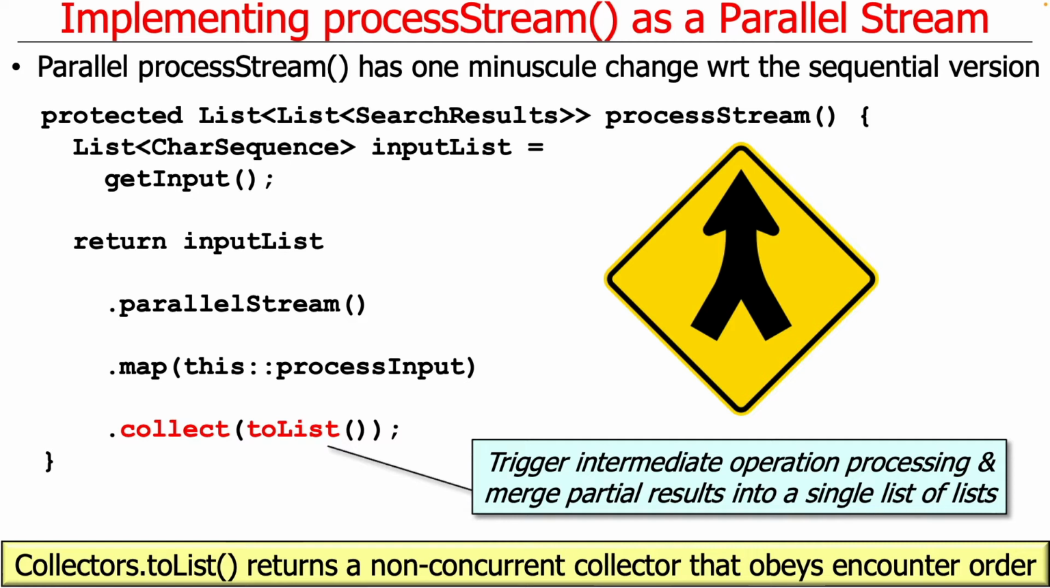Non-concurrent collector sounds at first glance like something that shouldn't be used with a parallel stream because it's non-concurrent. Well, it turns out that a non-concurrent collector works perfectly fine with a parallel stream or a sequential stream because of the way the collector framework is designed. And all it means is that there's no need for any synchronizers in the collector implementation, in particular in the so-called accumulator portion of the collector implementation.